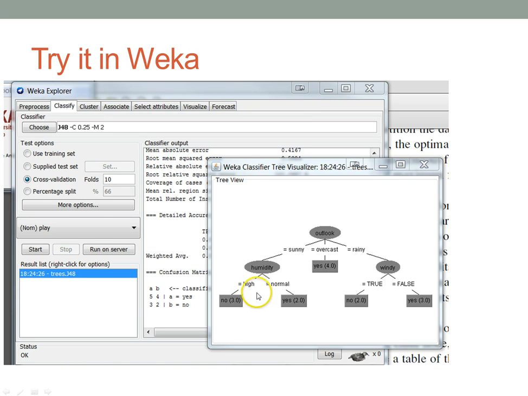In other words, you wouldn't get a 70% chance that they wouldn't play here, and 80% chance that they would play there, but rather 100% chance here, and 100% chance here. What it means by pure is, if you do this on your training data set, whenever outlook is sunny and humidity is high, you get only records that were no, they didn't play. And you get only records that were yes, that they did play. Okay, that would be pure, that it separates them completely, 100% cleanly. So that would be great if we could get that, but we don't really expect that to happen, unless it's just a very small data set and it just happens to work.